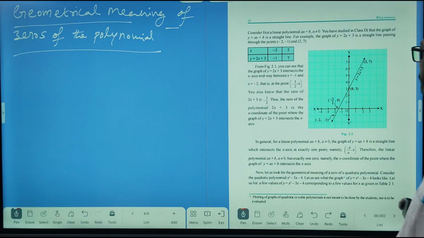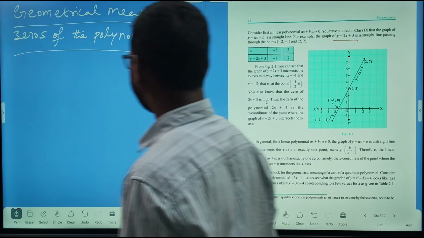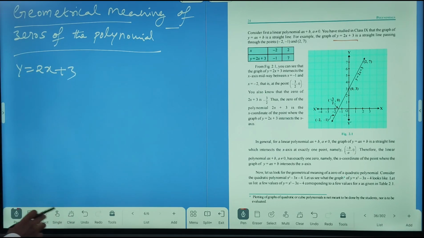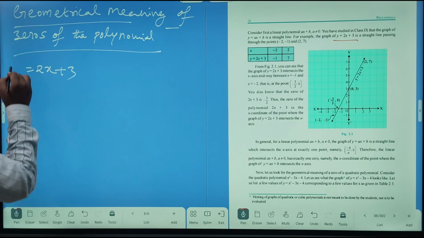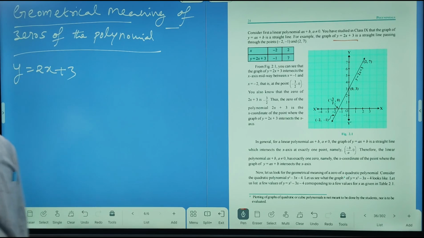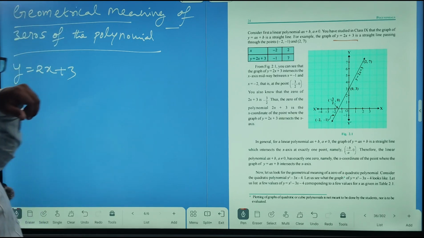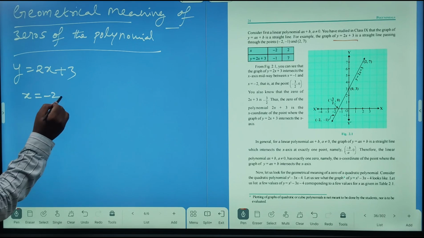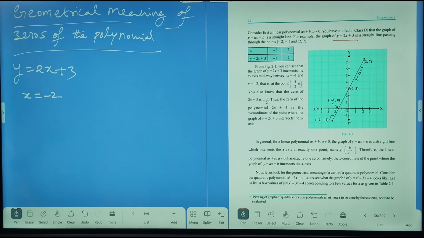Suppose if you take y is equal to x plus 3, it is a linear polynomial. And also I am just substituting x is equal to minus 2. Of course, you can take any value, you need not take only minus 2. You can take minus 3 also, minus 1.5, minus 2.5, whatever it may be. Any real number you can take instead of x to get the corresponding y value.